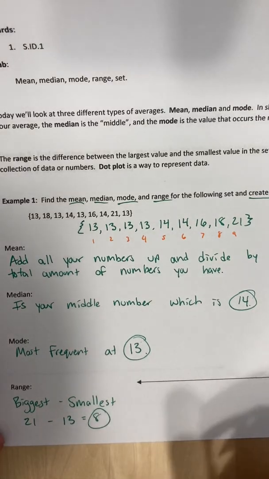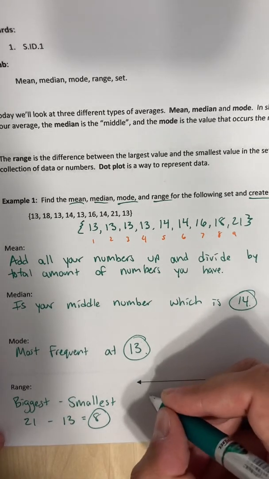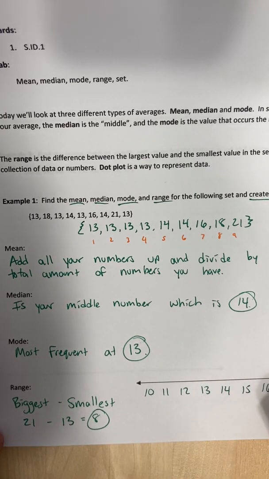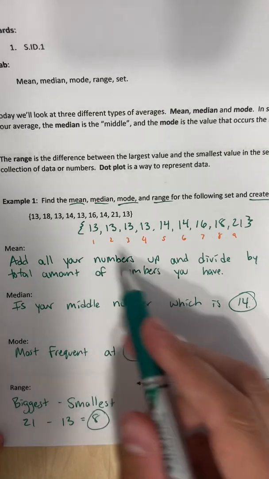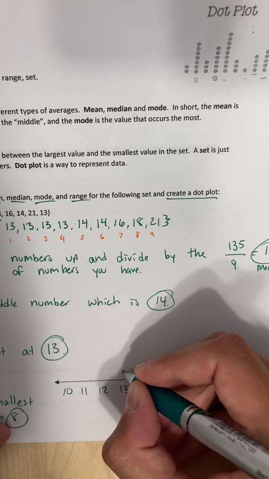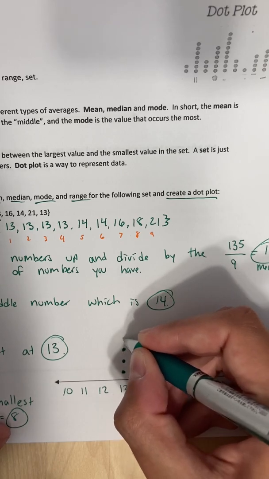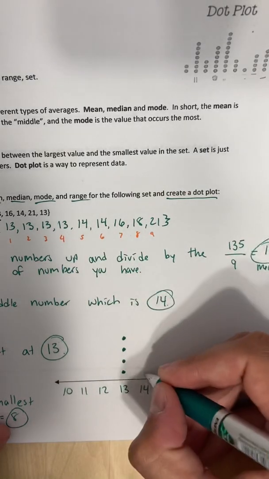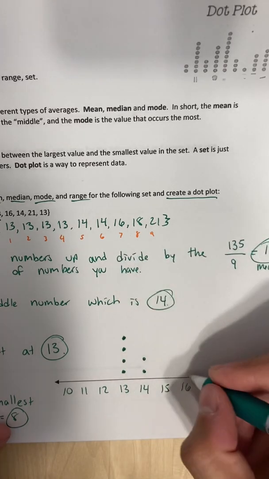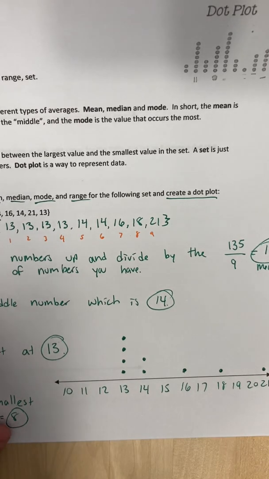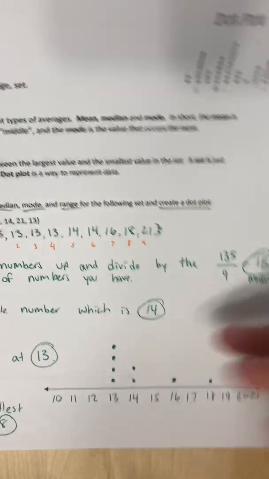All right, and then I just want us to create a dot plot. So let's go ahead and do that. Let's do 10, 11, 12, 13, 14, 15, 16, 17, 19, 20, 21. And how many 13s do we have? We've got 4 of those. So I'll put 4 of those dots: 1, 2, 3, 4. You might also see X's instead of dots, either way. How many 14s we have? We have 2 14s. We've got 1 16, 1 18, and 1 21. And that's your dot plot. So that's the first example.